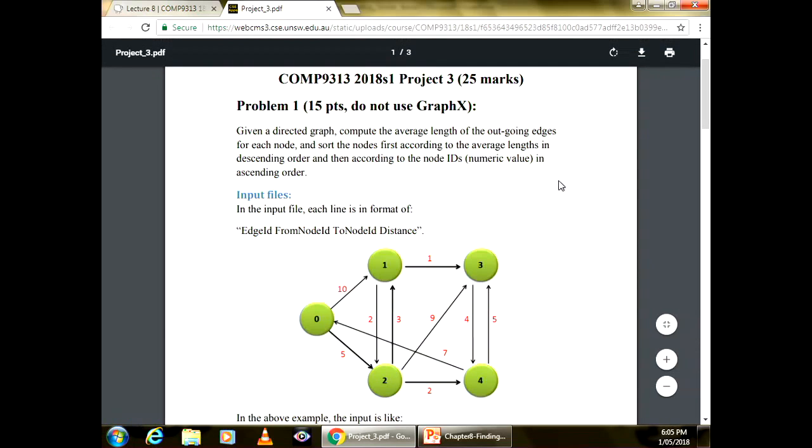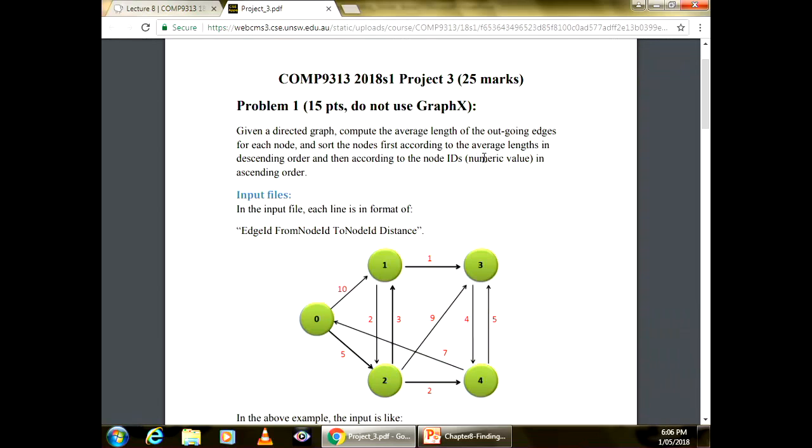Okay, so first I want to clarify some points in the third project. For question one, the first problem, what I mean in this sentence is that some nodes may have the same average length, right? So for such cases, please sort the nodes with the same average length by their IDs in ascending order. But remember to treat the IDs as a number, not as a string, and then sort them in ascending order. So that's the objective of this problem. You can see the sample output provided in WebSam 3.